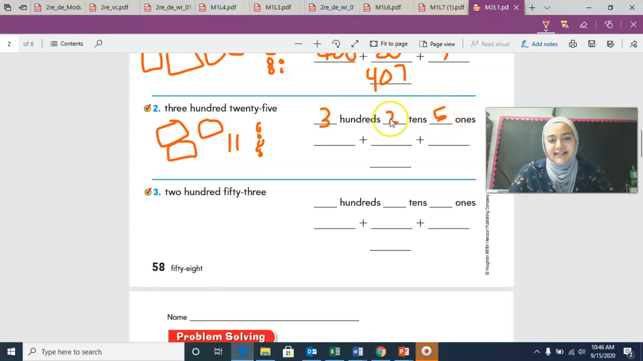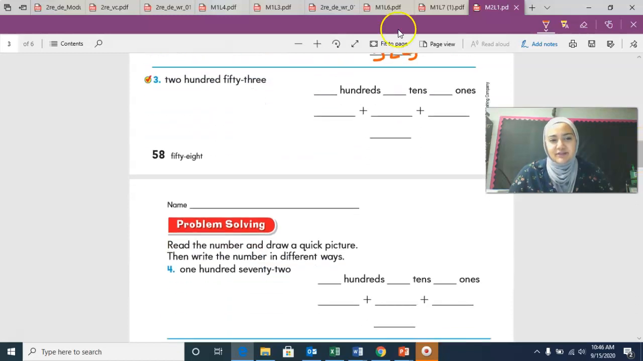So how do you write that in expanded form? 3 hundreds is 300. Looks like that. 2 tens is the same as 20. And then just the 5 ones. So we put that together and we have what number? Say it with me. 325. Very good. Excellent job, guys.